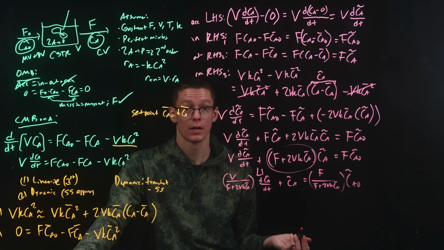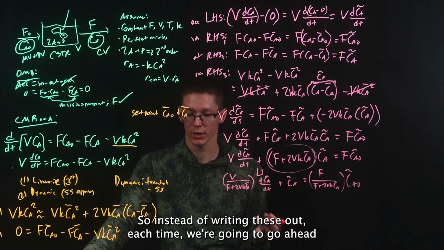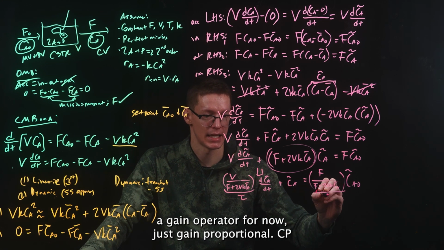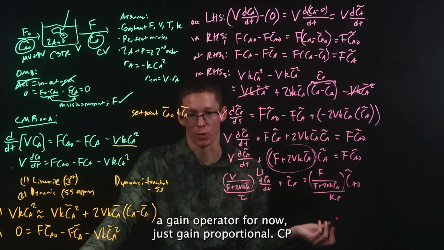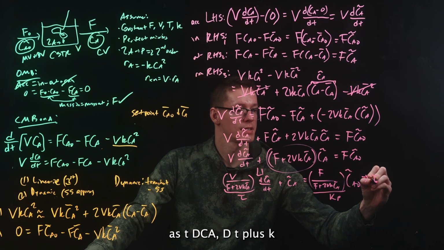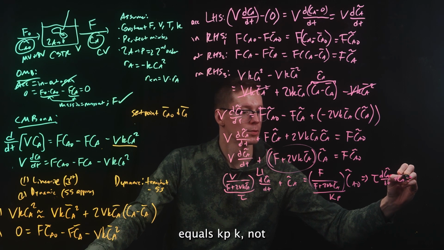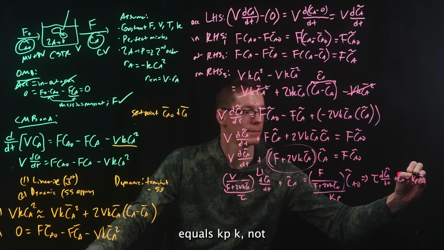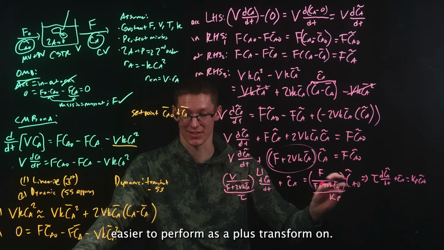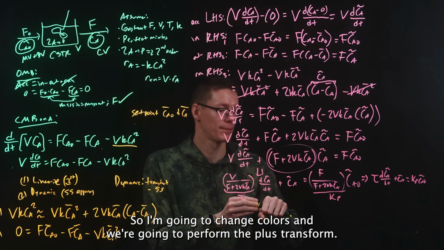And here, we have a lot of terms to be working with. So instead of writing these out each time, we're going to go ahead and just call them the time operator, and we're going to call this a gain operator. For now, just gain proportional Kp. So in this way, we can rewrite this as tau dCa/dt plus Ca equals Kp Ca naught. This is a lot easier to perform a Laplace transform on. So I'm going to change colors, and we're going to perform the Laplace transform.